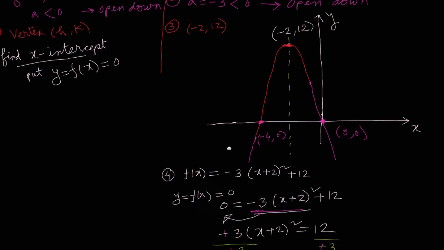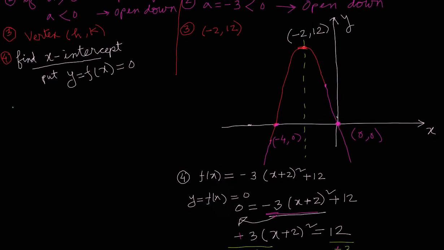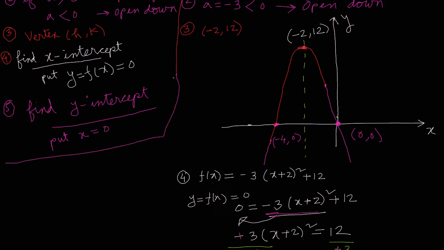Now let us see the final step. The final step is step number 5: find the y-intercept. If you remember from our previous classes, to find the y-intercept we need to put x equal to 0 in the equation. Now let us look at our step number 5 for our particular problem.